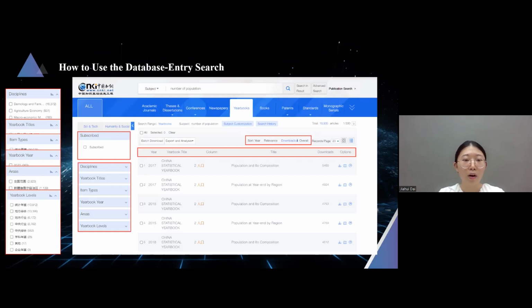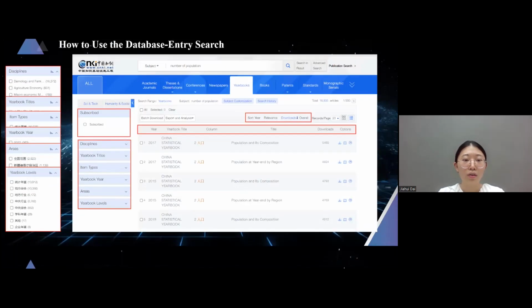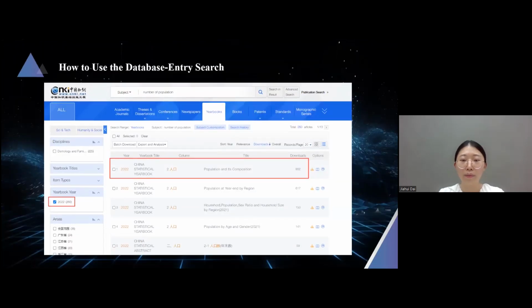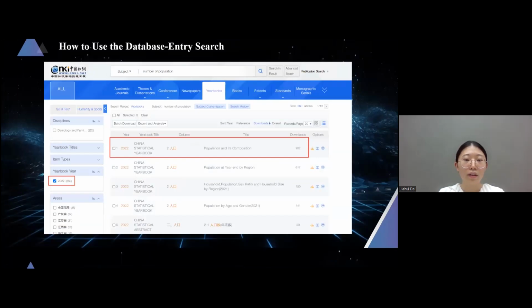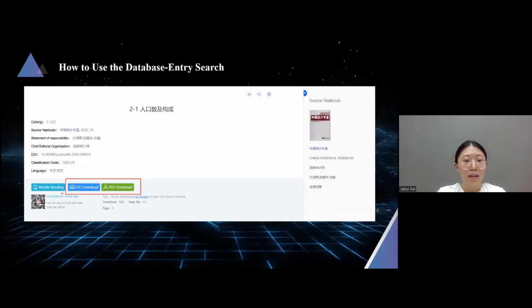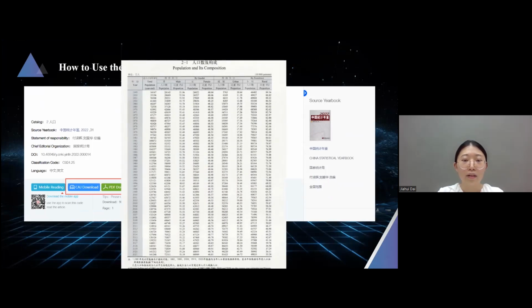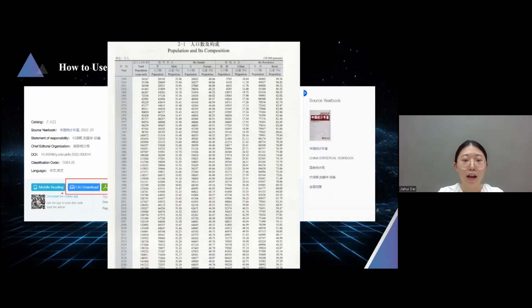Here, I check the box before 2022 to search relatively new data published in 2022. Then by clicking the first search result, we can enter the download page with detailed information such as DOI. Now we are providing CAJ and PDF download files. After downloading the file, we can see the detailed population information of China from 1949 to 2021.